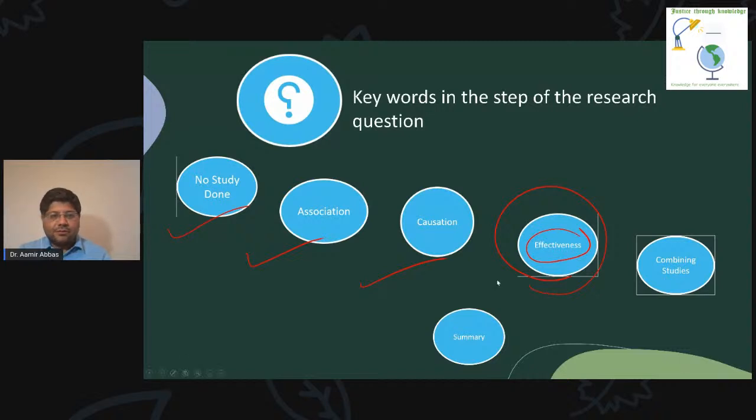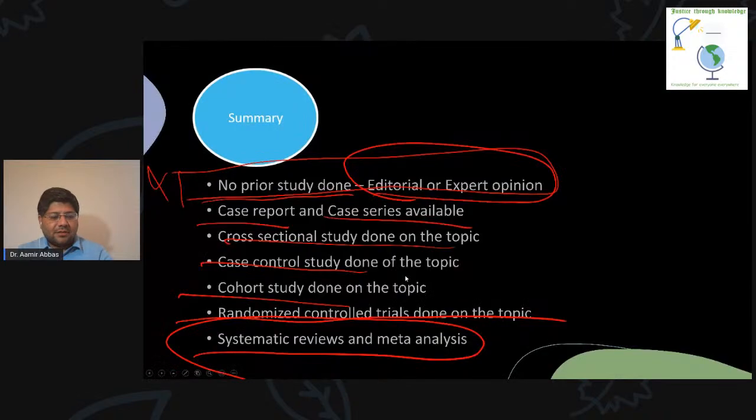Just a minute. Let me organize my slides. So this is the summary which we are talking about. We talked about the objectives, we talked about the link between the study design and research question, and now we are going to talk about the classification of the different study designs.